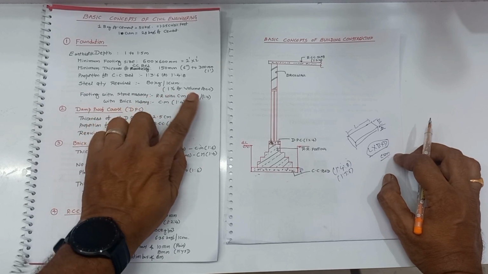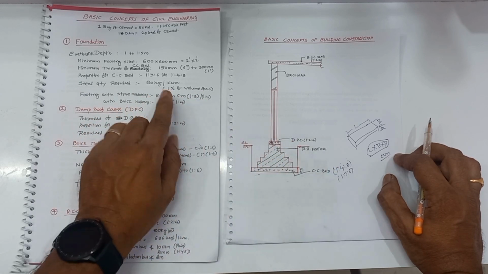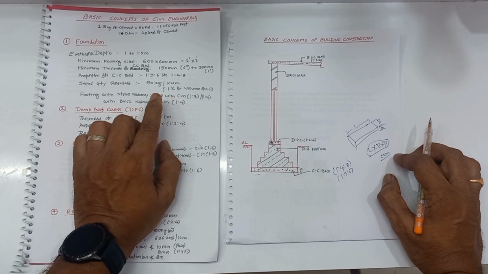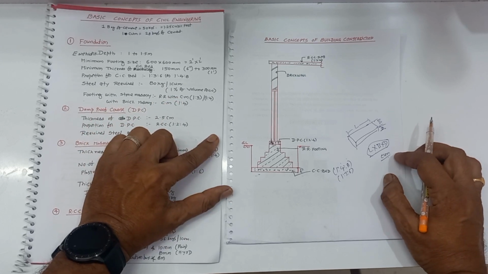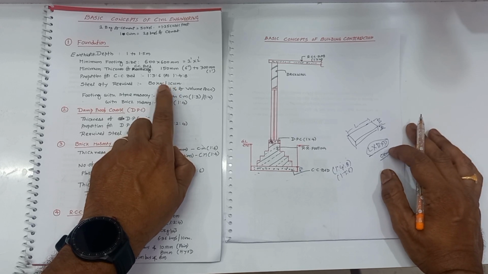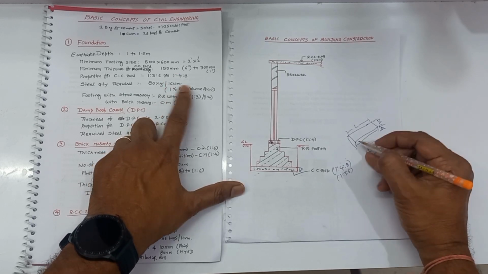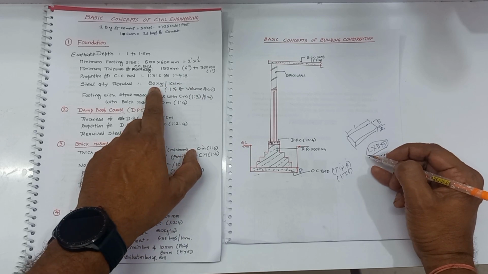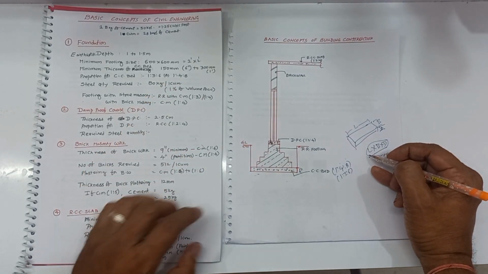Actually, 1% of the volume of concrete is required as steel. But as a simple tip, we can easily note that by using a thumb rule, for 1 cubic meter of concrete work, CC bed, 80 kg of steel is required.